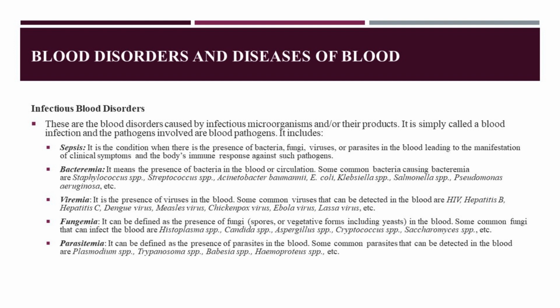Parasitemia. It can be defined as the presence of parasites in the blood. Some common parasites that can be detected in the blood are Plasmodium spp, Trypanosoma spp, Babesia spp, Hemoproteus spp, etc.